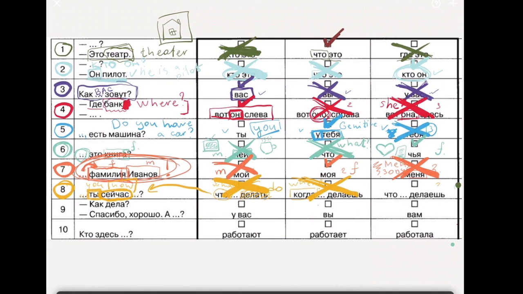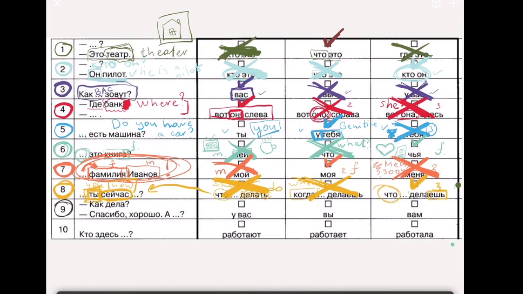And of course, the only version left is number 3. Что делаешь? So we check what, что, applies perfectly, and in делаешь we see the right ending for ты. Ты делаешь. So the whole question will be что ты сейчас делаешь? What are you doing now? Perfect. Moving on.